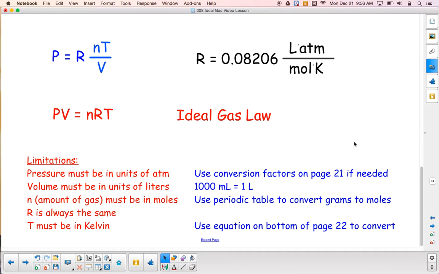Occasionally the volume is given in milliliters, and you can use the conversion 1,000 milliliters per liter to get your volume into liters. N, or the number of moles of gas or the amount of gas, is going to have to be expressed in moles. You might have to use your periodic table to convert grams to moles. R is the ideal gas constant. By nature of being a constant, it's always going to be the same, with a value of 0.08206 liter atmospheres per mole Kelvin. And temperature must be in Kelvin. You'll have to use the equation at the bottom of page 22 to convert from Celsius to Kelvin.